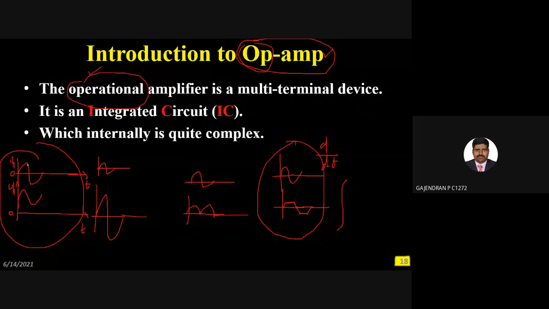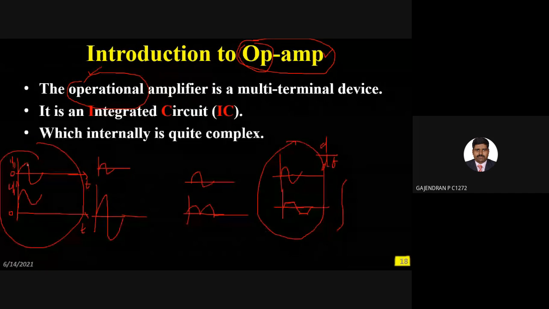Actually, what happened to the signal? Is any portion of the signal cut off? Is any portion of the signal clipped off? No, sir. Whatever the signal is, it is getting as such at the output. But what is the difference between input and output signal? It gets shifted. Am I right? To the upward side or the downward side? Upward, sir.